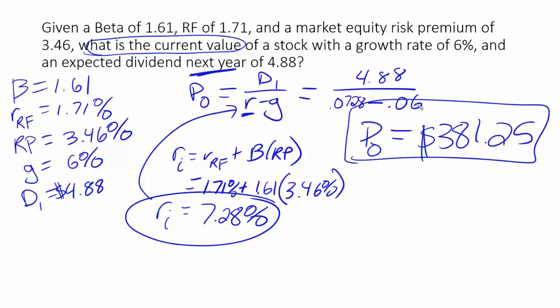That's a pretty high valuation with a not super high dividend. But the reason being is that it has a really high growth rate here and not really that high of a required return. So there's not much of a difference here. It's divided by 0.0128, so it's going to amplify this number to be pretty large.